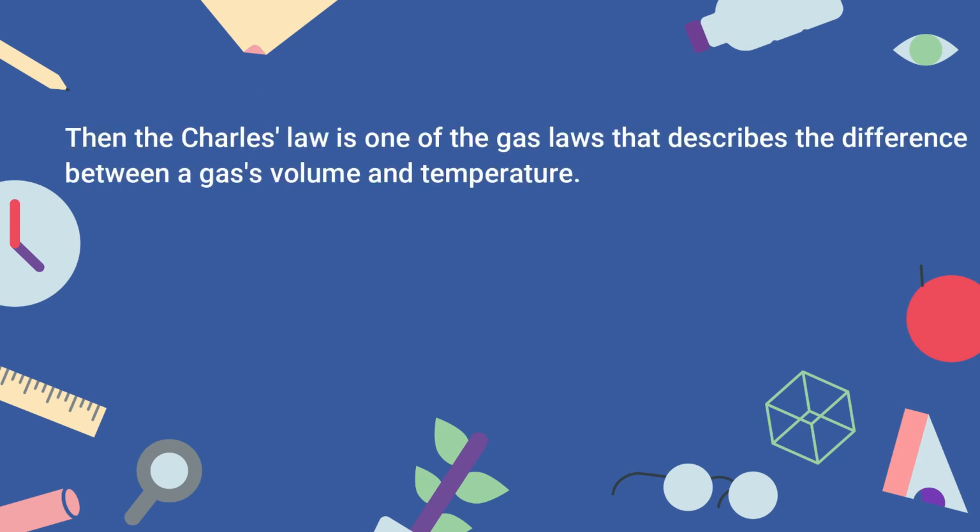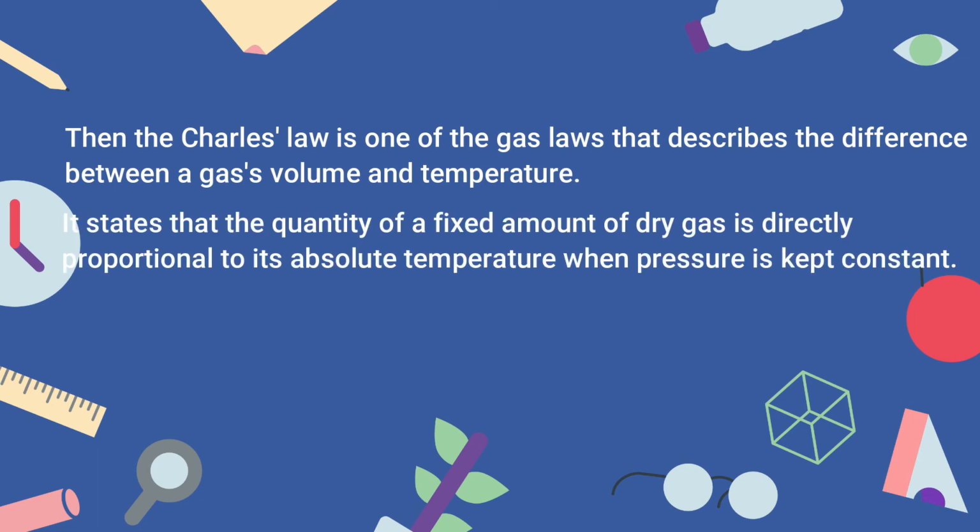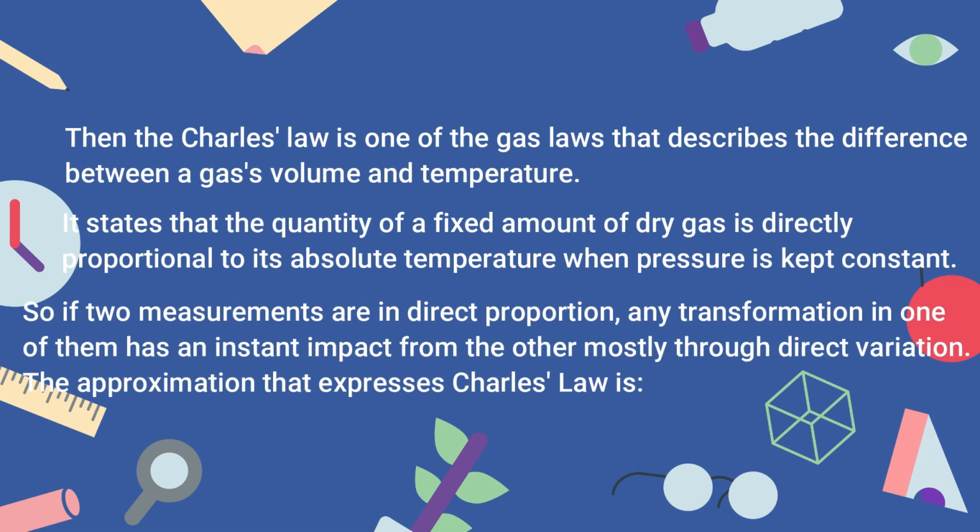Then Charles' law is one of the gas laws that describes the relationship between a gas's volume and temperature. It states that the volume of a fixed amount of dry gas is directly proportional to its absolute temperature when pressure is kept constant. So if two measurements are in direct proportion, any change in one of them has an instant impact on the other, through direct variation.